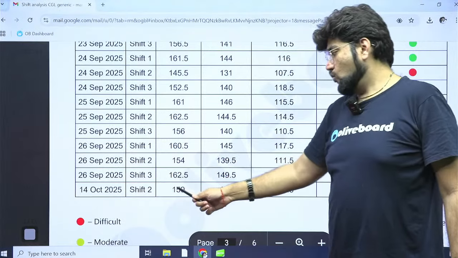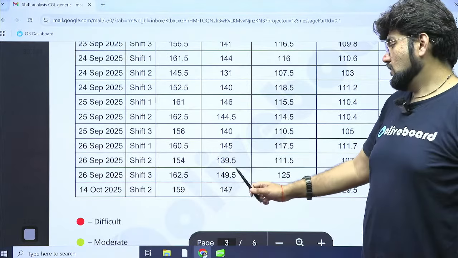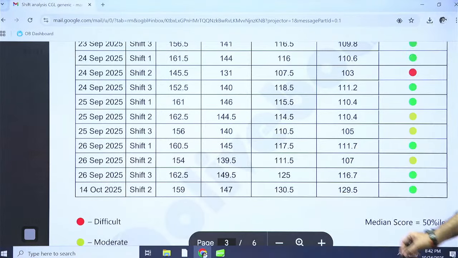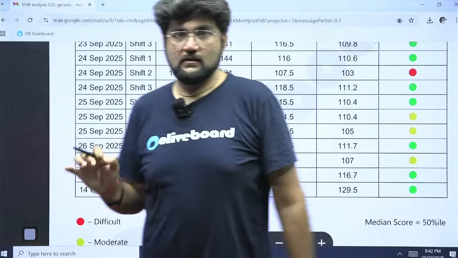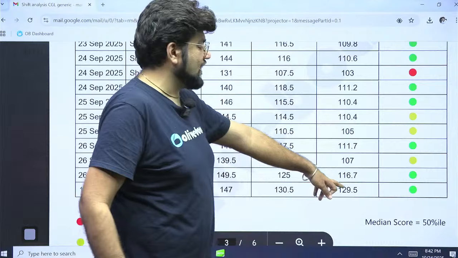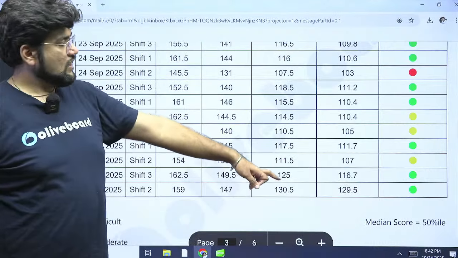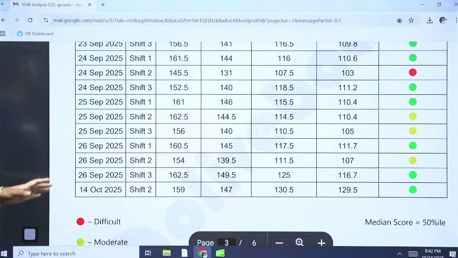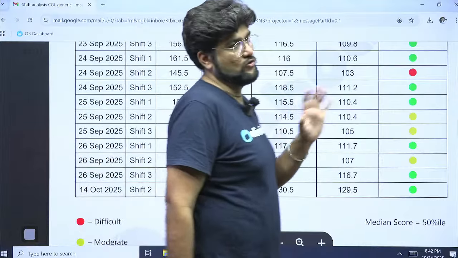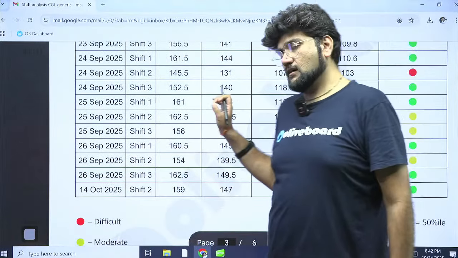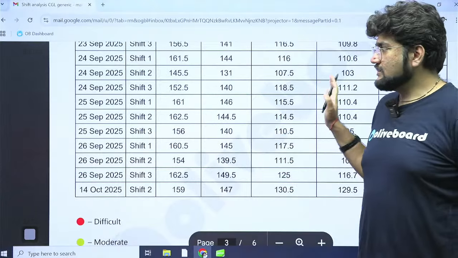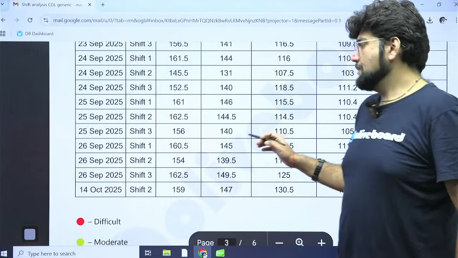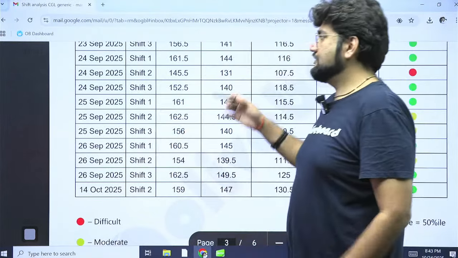14th October shift 2: 159 is the 99 percentile score, 147 is the 90 percentile score, 130.5 is the median score. This is the highest median score. And 129.5 is the mean score, the average score, highest average score again. So this makes the 14th October shift the easiest shift. There are students who are telling me that this data is wrong. I don't know. This data is as close to original as possible, and it is accurately pulled up from students itself. It is not haywire, right? But anyways, keeping the sentiments alive, I will just continue from here.